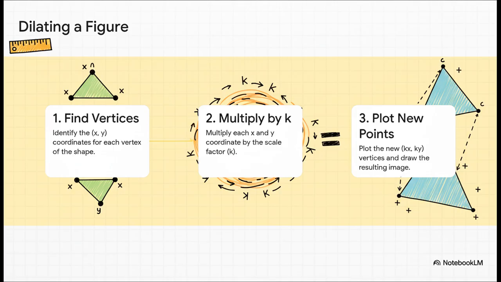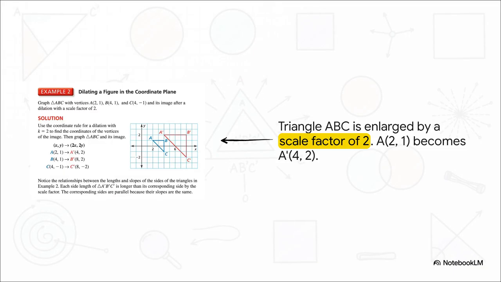So, if you want to resize an entire shape, it's literally just a 3-step process. Step 1, find the coordinates for every corner of your shape. Step 2, multiply every single one of those numbers, the x's and the y's, by your scale factor k. And step 3, just plot your new points and connect the dots. Boom, you're done.